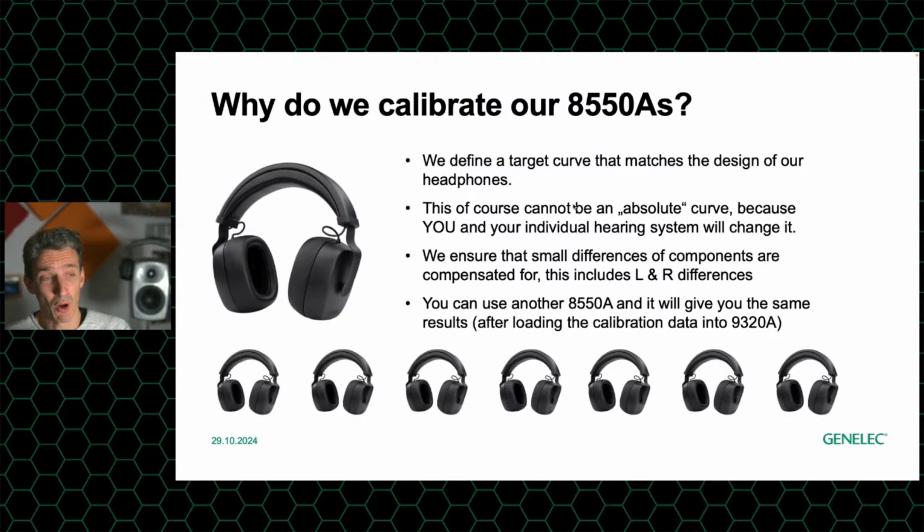We make sure that these small differences of components are compensated for. This, of course, includes the left and right differences. And of course, this is something we are used to. For example, we make sure that if you buy an 8020 and you buy another one 2, 3, 4 years later, you can still have a stereo pair out of these two speakers, because the newer 8020 just absolutely fulfills the specs. So it's a really, really narrow corridor of tolerance.